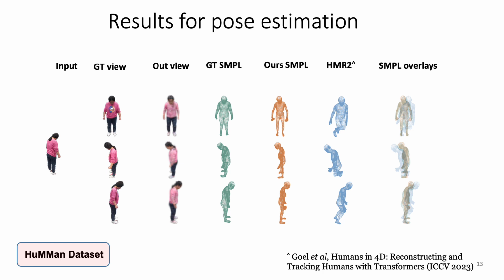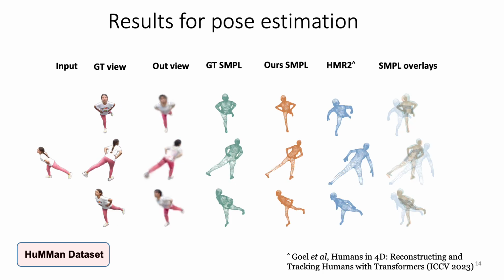Here we show some results for 3D pose and shape estimation on the human dataset from a single input image. Note how our predicted SMPL parameters match the ground truth SMPL parameters without explicitly training on these 3D SMPL parameters. Compared to other baselines like HMR2, we achieve better alignment to the ground truth SMPL parameters, as can be seen on the SMPL overlay of the ground truth, our SMPL, and the baseline HMR2 SMPL parameters.